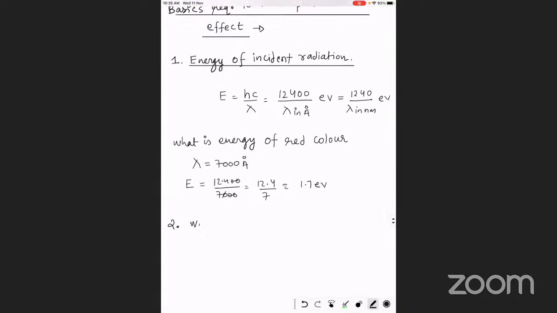Second point, work function of metal. कोई डिफाइन करना चाहेगा वर्क फंक्शन ऑफ मेटल? श्रेया?